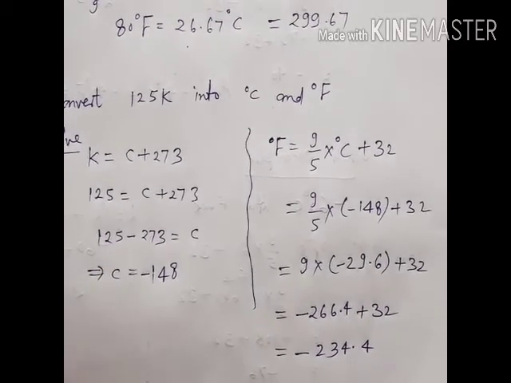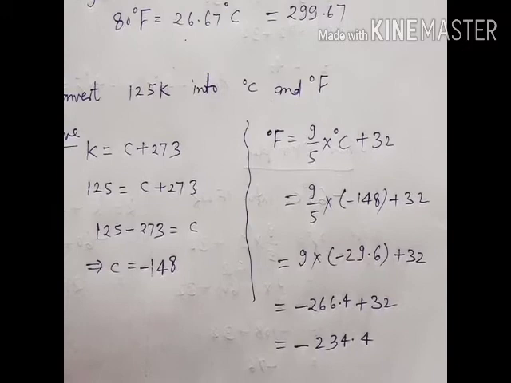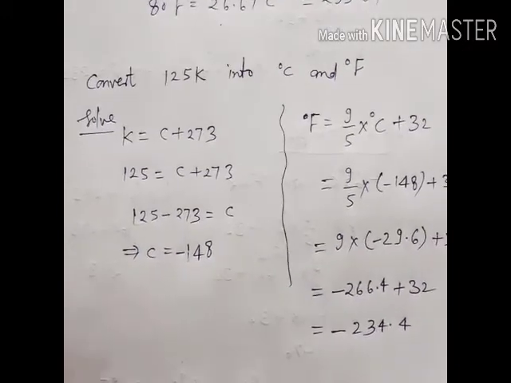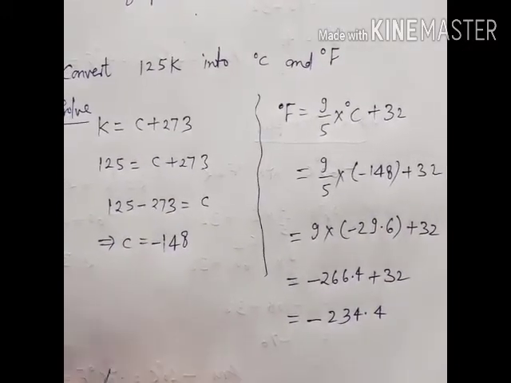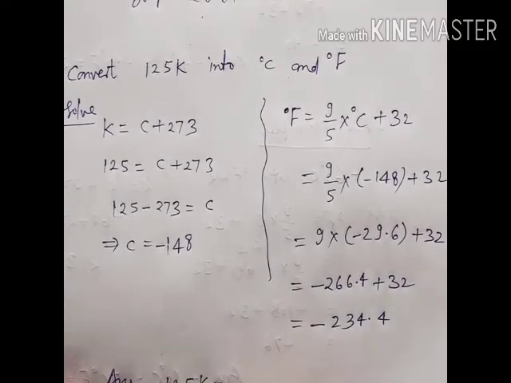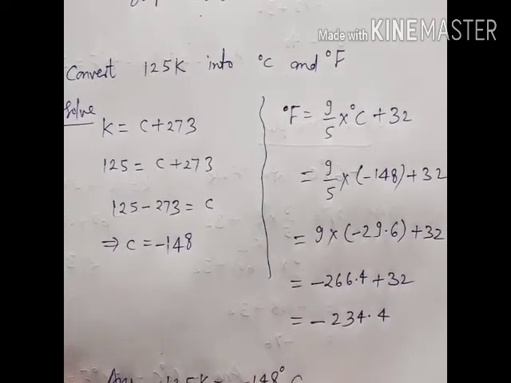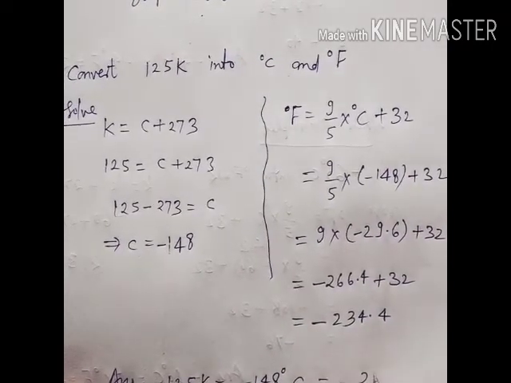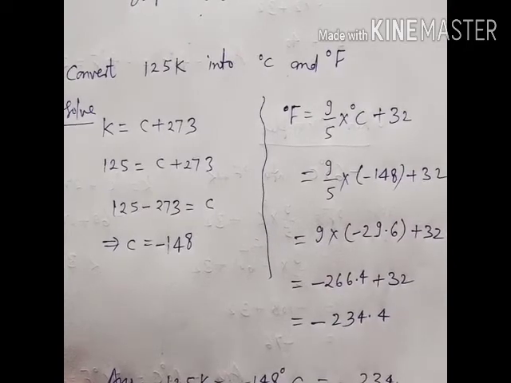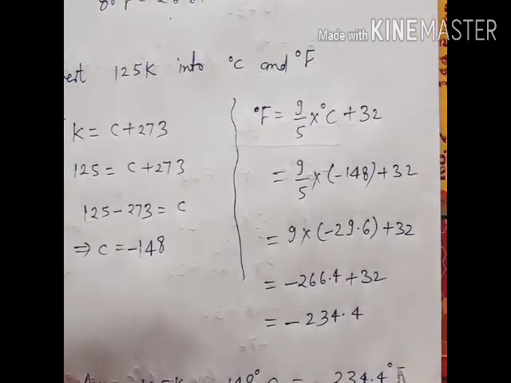Dear students, we get minus 234.4. So we can say the answer is 125 Kelvin is equal to minus 148 degree C is equal to minus 234.4 degree F.